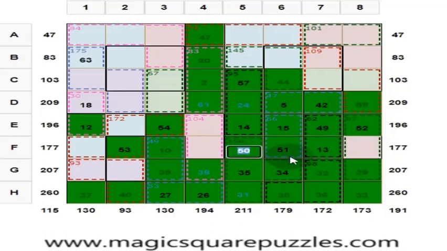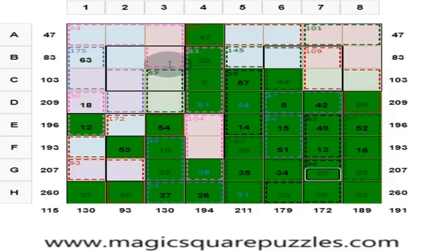50 plus 51, 101, 114. Put here 16. So we have completed one sub square. Our sub squares we have to find out. Okay. So then, how will you find out any other square? Can you find out? Okay.